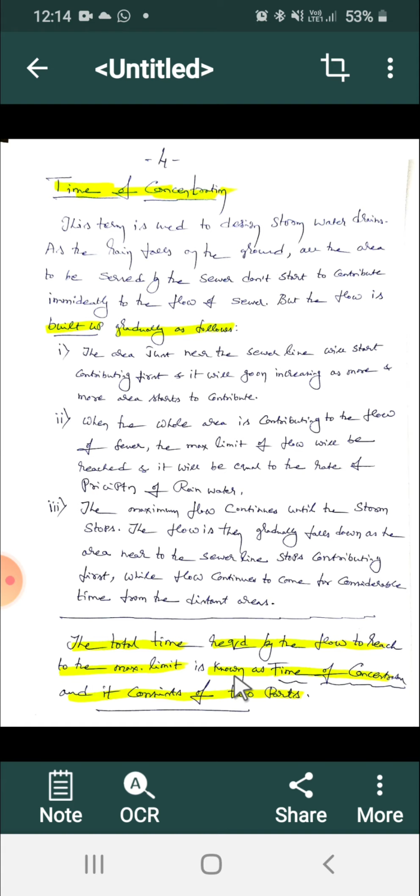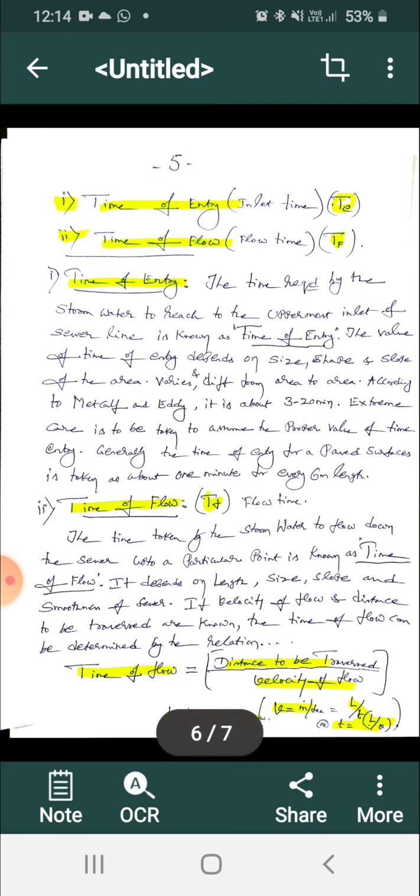The total time required for the flow to reach the maximum limit is known as the time of concentration, and it consists of two parts. Time of entry, which is called entry time, and time of flow, which is called flow time. You have to remember this.